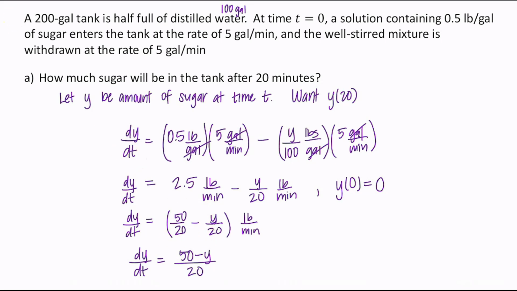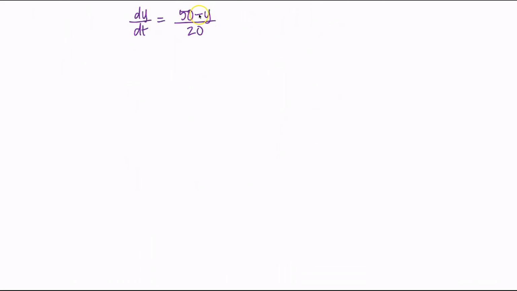Let's make a bit of space to solve. All right, so here I'm going to go ahead and divide 50 minus y over here under dy. So I'm going to have dy over 50 minus y is equal to 1 over 20 left over, and then I'm going to multiply by dt. So we've separated the variables here, and then we'll integrate both sides.